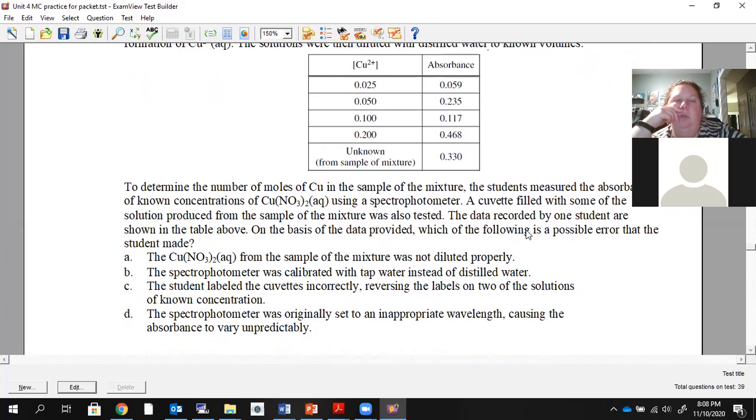Yeah, the answer is C, and it makes sense. I just didn't know why it couldn't be A either. Couldn't A be some kind of possibility?